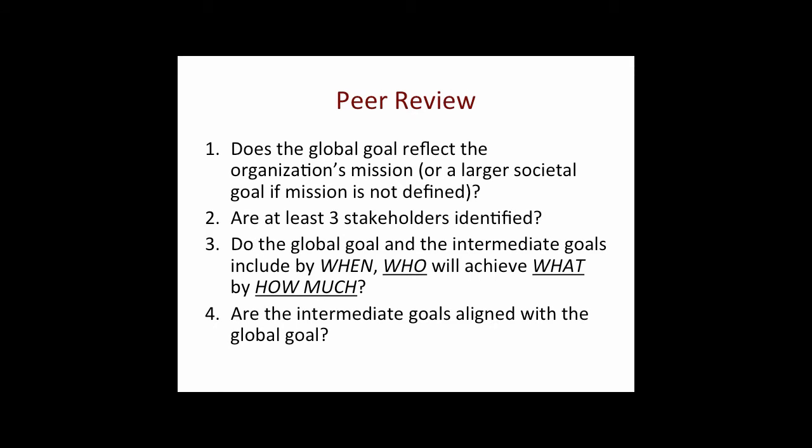So when you finish creating your goals table in your template, you probably want to see if one of your colleagues would look at it in a peer review, see if it actually corresponds with the instructions here that we've been talking about. Does the global or organizational goal reflect the mission? Are there at least 3 stakeholders identified in your table? And do all the goals have the language of who does what, by when, and how much, so it's measurable? And are all the intermediate goals aligned with the global goal?